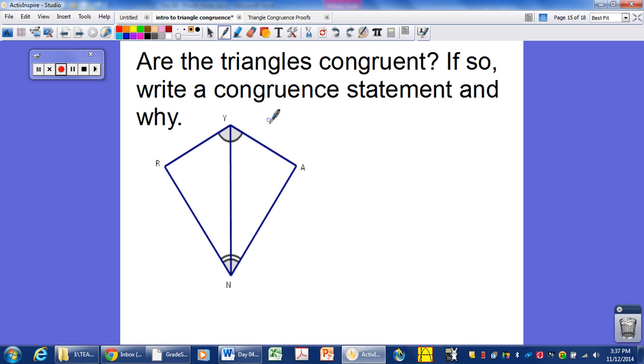Here, notice we have two triangles. We have triangle R to Y to N on the left side, and we have triangle A to Y to N on the right side. And if you notice, both of these triangles share two letters. They share letters YN and YN. Okay, so you are also allowed to mark sides that are shared.